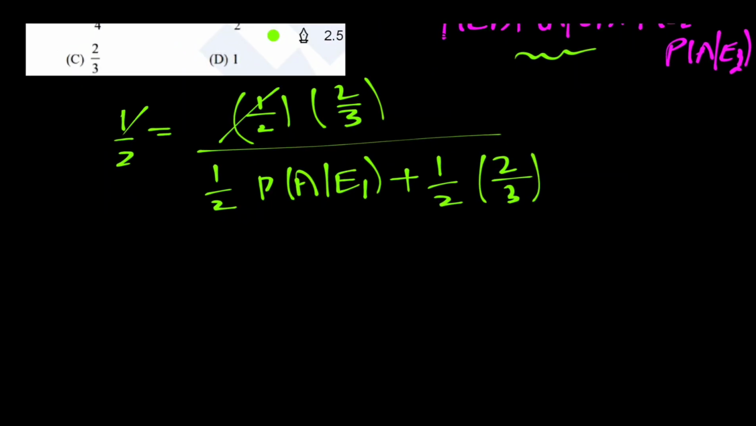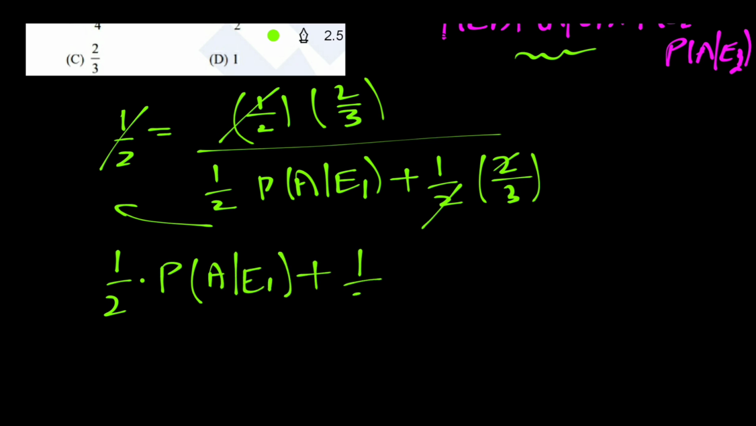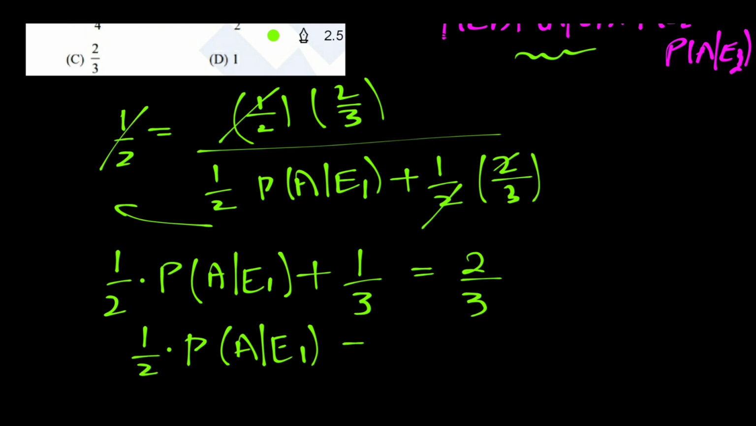Here the 1 by 2 gets cancelled. Next, here the 2 gets cancelled. Next, send this value to the left side: 1 by 2 into P of A by E1 plus 1 by 3 is equal to 2 by 3. So 1 by 2 into P of A by E1 is equal to 2 by 3 minus 1 by 3, and 2 by 3 minus 1 by 3 is 1 by 3.